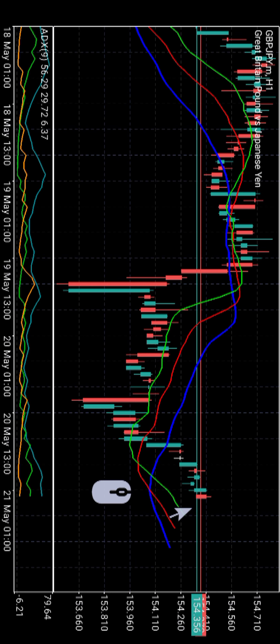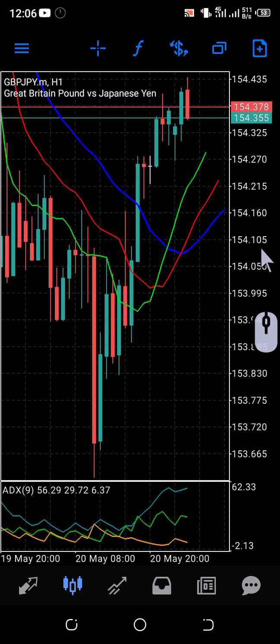Where the green line crossed again above the blue and the red, it's a confirmation that we are going to enter a very powerful uptrend. So if I set my phone to portrait mode, I can actually see what I'm talking about, the strength of the confirmation.